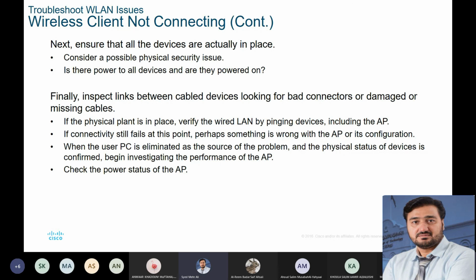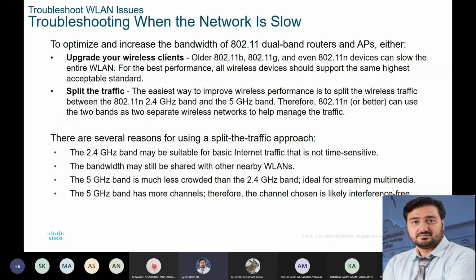If the physical plant is in place, verify the wireless LAN by pinging the device, including the access point. Now we can quickly go to troubleshooting when the network is slow. To optimize and increase the bandwidth, use an 802.11 dual band router and access point, or upgrade your wireless client. Older 802.11b and 11g devices can slow the entire wireless LAN. For the best performance, all wireless devices should support the same highest acceptable standard. Split the traffic.